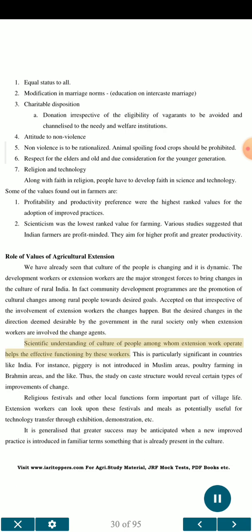Scientific understanding of the culture of people among whom extension workers operate helps their effective functioning. This is particularly significant in countries like India. For instance, piggery is not introduced in Muslim areas, poultry farming in Brahmin areas, and the like. Thus, the study of caste structure would reveal certain types of improvements or change. Religious festivals and other local functions form an important part of village life. Extension workers can look upon these festivals and meals as potentially useful for technology transfer through exhibition, demonstration, etc. It is generalized that greater success may be anticipated when a new improved practice is introduced in familiar terms, something that is already present in the culture.